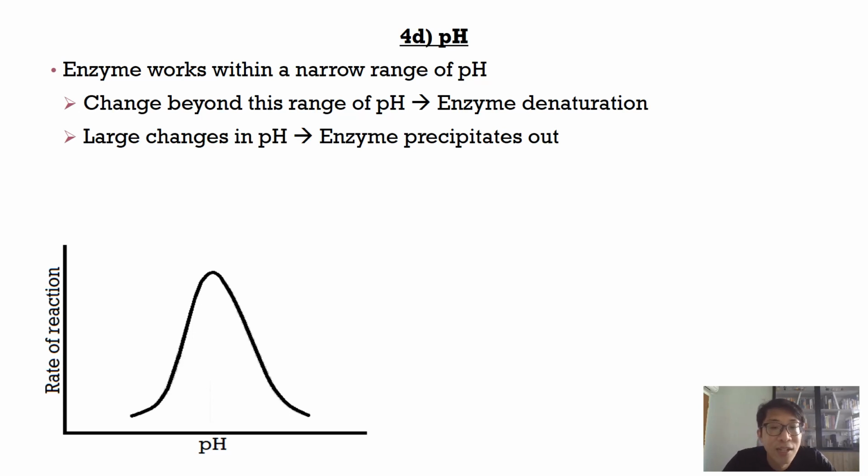So remember that for the temperature graph, when the temperature is high beyond the optimal, the decrease is more drastic than the increase. So for the temperature graph, it's less of a parabola, it's a bit more skewed. But for the pH graph, it is more of a parabola.